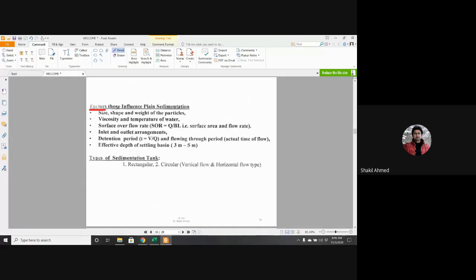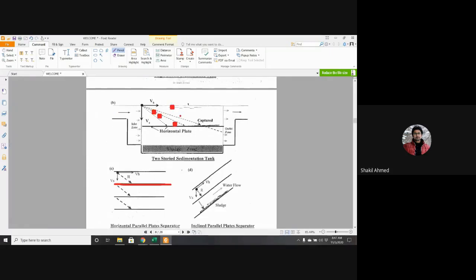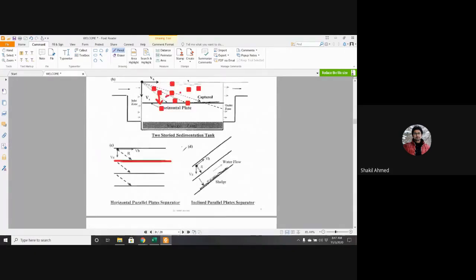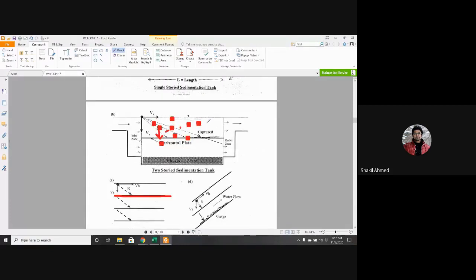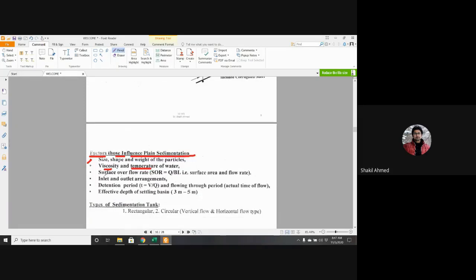Now, the factors that influence plain sedimentation are important. One is the size, shape, and weight of the particle, the particle that is entering here. If the particle is heavier, it will settle faster, easily, right? Then viscosity and temperature of water. Of course, viscosity offers resistance to shear stress, so that also affects the sedimentation. Also the temperature of water, and surface overflow rate, which we already discussed. VCS, surface overflow rate, is basically the critical settling velocity.